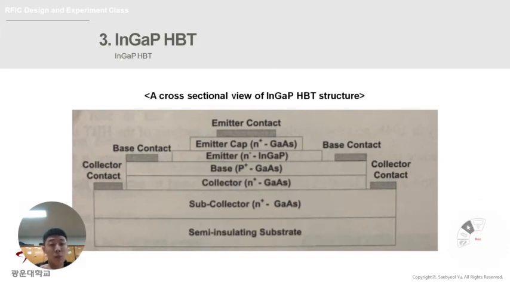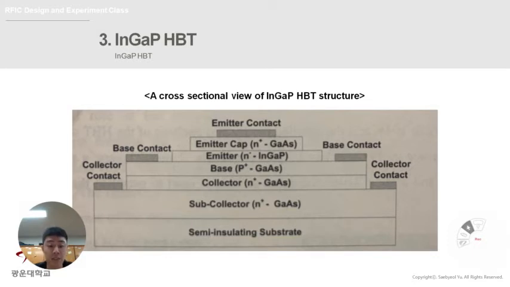Next one is about the indium gallium phosphide HBT. As you can see in the picture, this is a cross-section view of the InGaP HBT structure. The HBT is widely used in many communication circuits due to the low price, high power, high efficiency of power density, and linear characteristic compared to other active elements like MOSFET and HEMT.